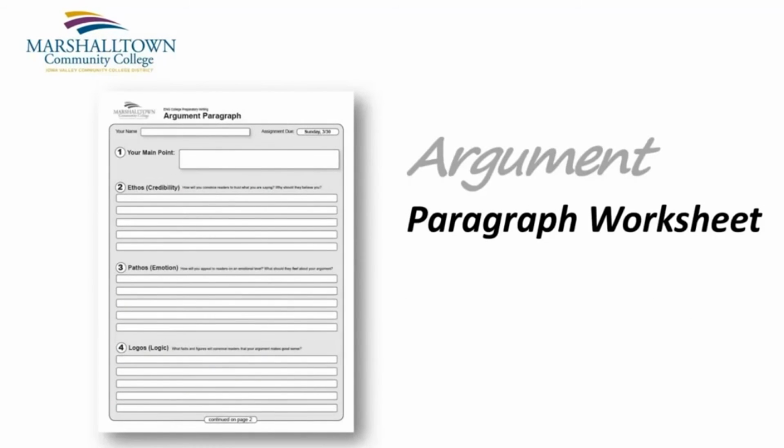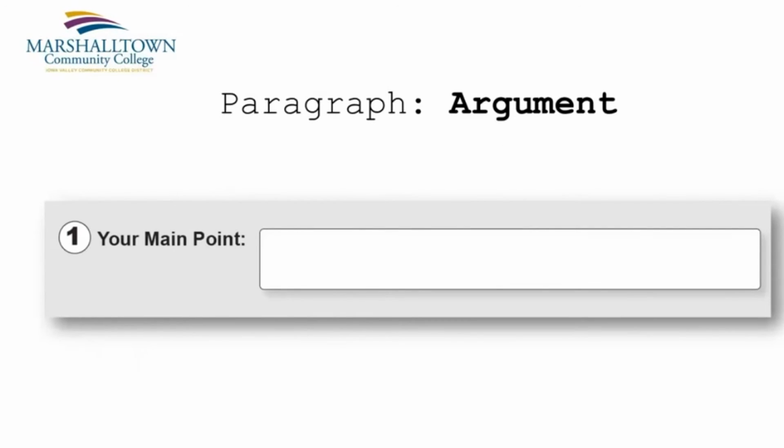Now, the best place to start is to choose a main point. Your main point will be the topic sentence of your paragraph, and it's the sentence that lets your readers know what you are arguing for. For example, a main point in an argument paragraph might sound like this.